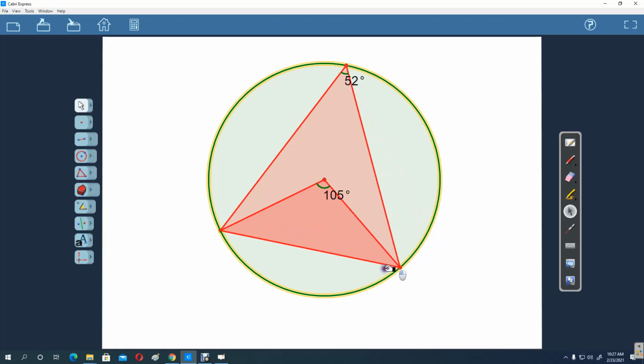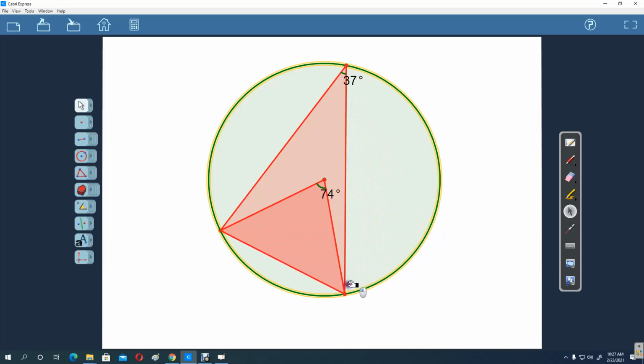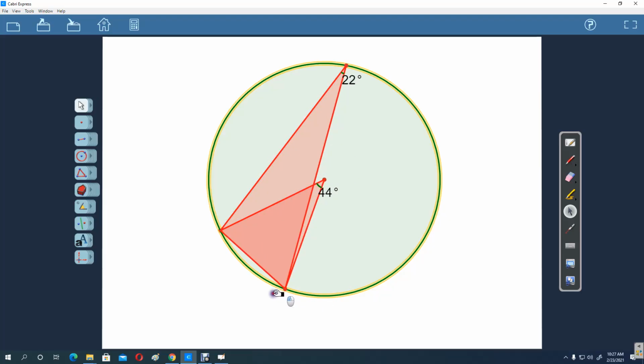136, let me make it smaller. So here, when we have it to be 80 degrees, you notice that the angle at the center is 80, the angle at the circumference is 40 degrees. And if I move it even smaller, the angle at the center is 30 degrees and the angle at the circumference is 15 degrees.